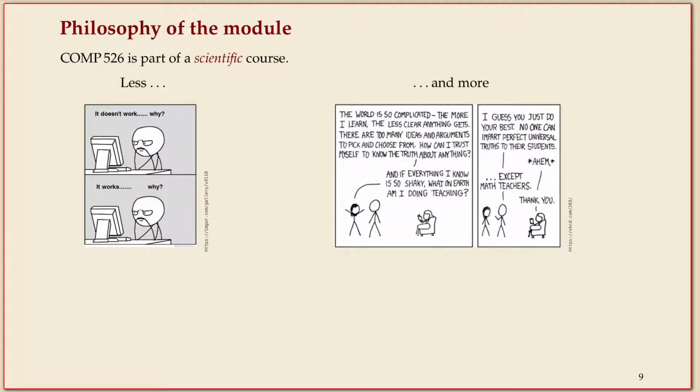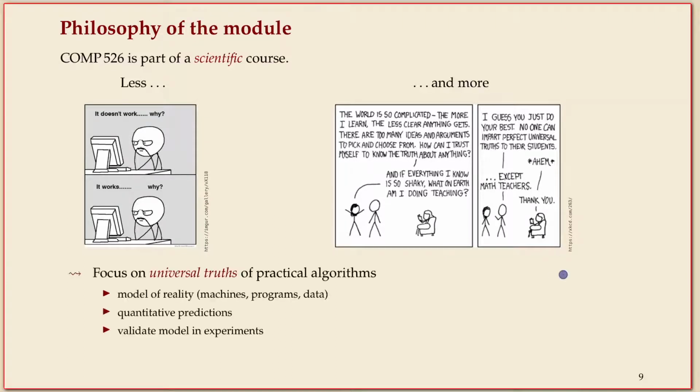So maybe let me just read this one. The world is so complicated. The more I learn, the less clear anything gets. There are too many ideas and arguments to pick and choose from. How can I trust myself to know the truth about anything? And if everything I know is so shaky, what on earth am I doing teaching? I guess you just do your best. No one can impart perfect universal truths to their students. Except math teachers. Thank you. Yeah, there's some truth in that.